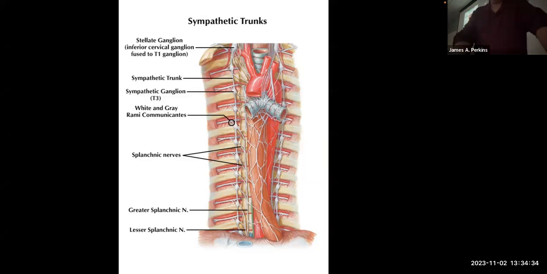T5 through T9 is greater. T10, T11 is lesser. Wait a minute, is that right? Yeah. That's what I hope I said, but I don't know if I said that or not. Yeah, T5 through T9 is greater splanchnic nerve. T10, T11 is lesser, and then T12 by itself is the least splanchnic nerve.